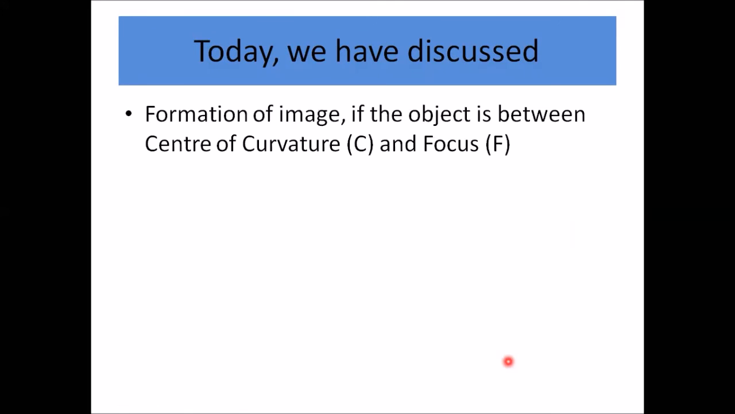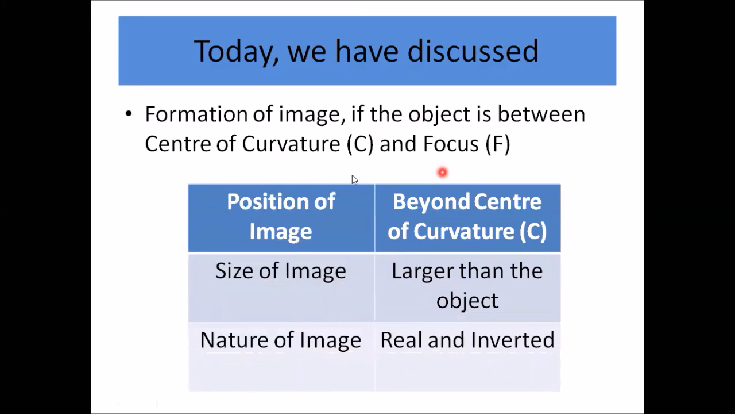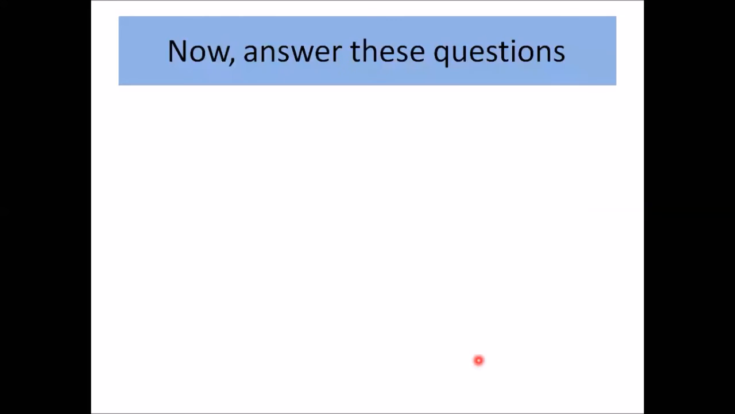The second case was when the object is in between the center of curvature and focus. The analysis of the image: position beyond the center of curvature, size larger than the object, and nature real and inverted. So that was the recall. Now you have to answer these questions. In the previous class also I asked you some questions. Please keep on answering these questions. Make notes of all this and answer them, because it is important to answer these questions so you can revise all these things.